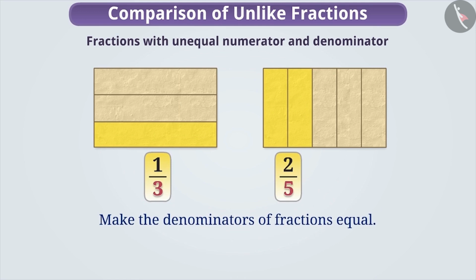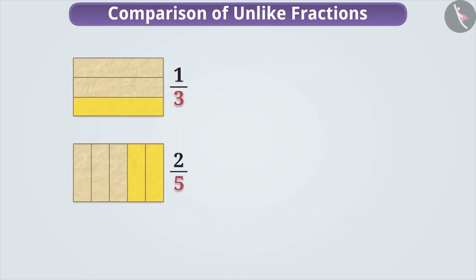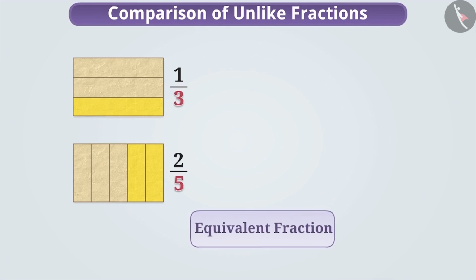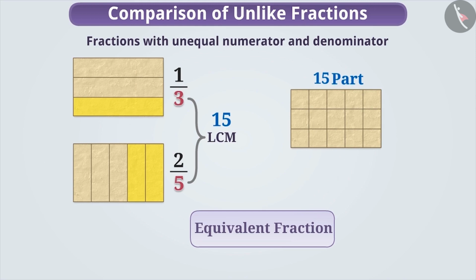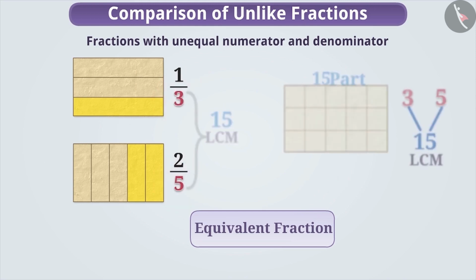In such situations, we need to make the denominator equal in both fractions by finding their common denominator. Since the denominator of each fraction represents the total equal parts of a whole, making the denominators of the two fractions equal means making their total number of parts equal. In order to do this, we will find the equivalent fraction with the same denominators for both fractions. For this, we will first find the LCM of the denominators. Since the LCM of 3 and 5 is 15, it is clear that we need to make 15 equal parts of each paper so that the denominator of both the fractions will be 15.